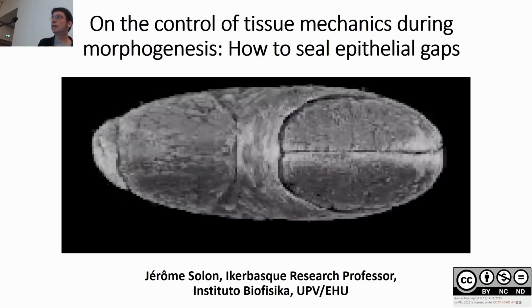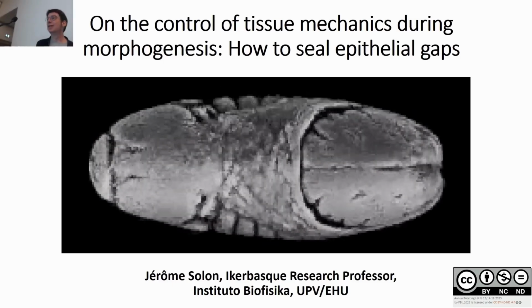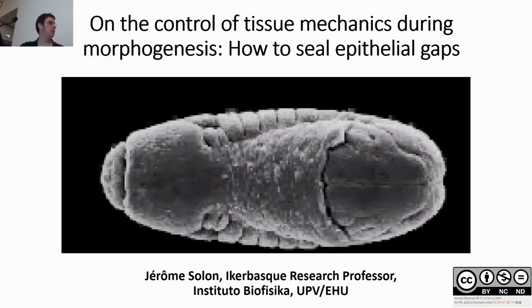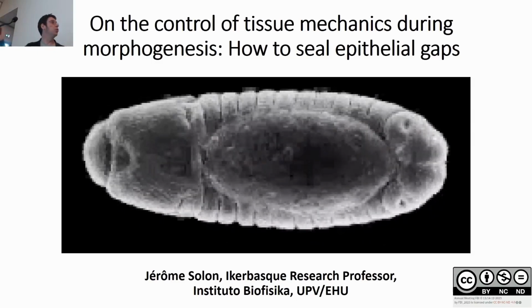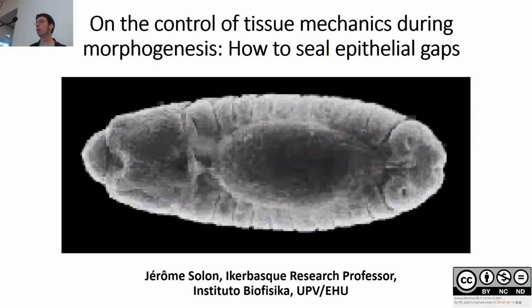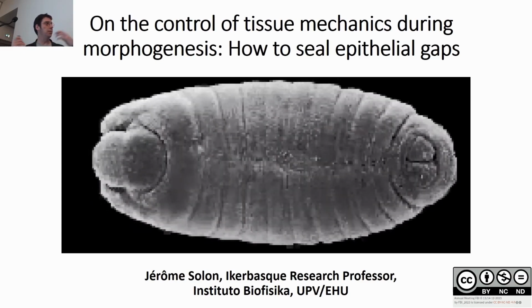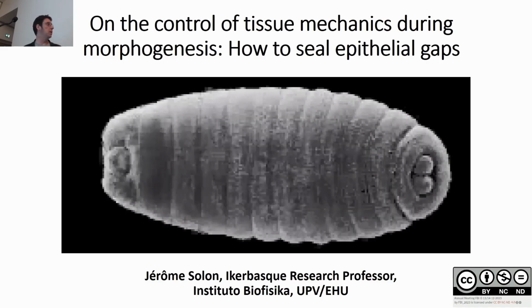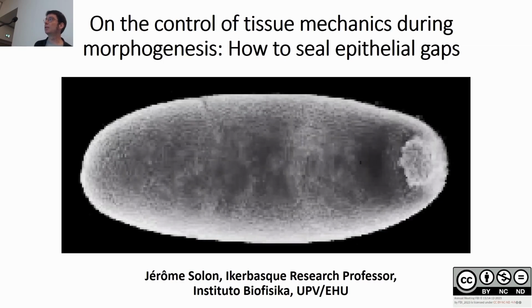What you can see here is a very pixelated movie. It's a Drosophila embryo, an EM stack that has been put together and shows the full embryogenesis of the Drosophila embryo. And what you can see is that there's a lot of rearrangement and remodeling, and how this is controlled and regulated still remains a key question in the field. And we're interested in understanding this.